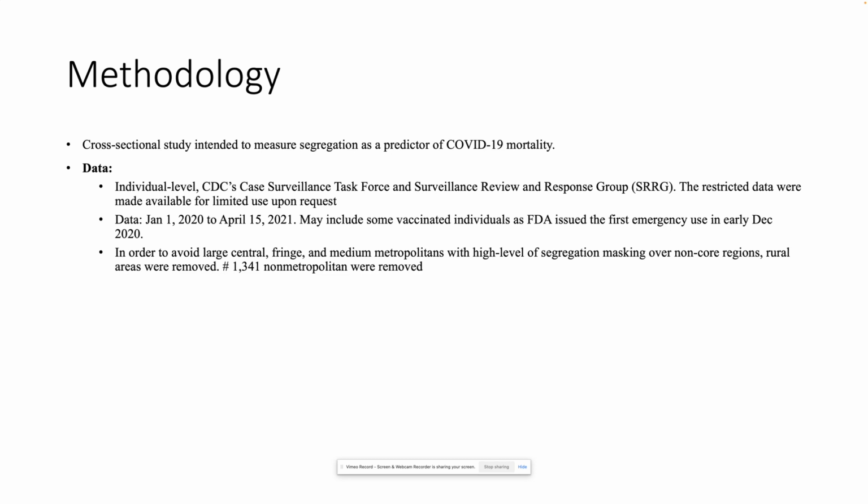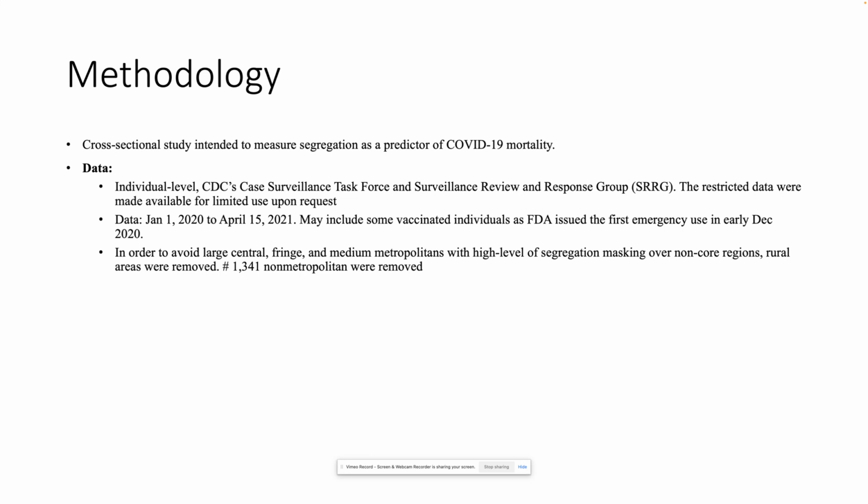This is a cross-sectional study. I got the data from the CDC. It's restricted data. Upon request, by filing an application, the CDC allowed me to access the GitHub portal, and the data was from January 1st, 2020 to April 15, 2021. And the dataset may include some vaccinated individuals. As we all know, the FDA issued the first emergency use of vaccines in early December of 2020.